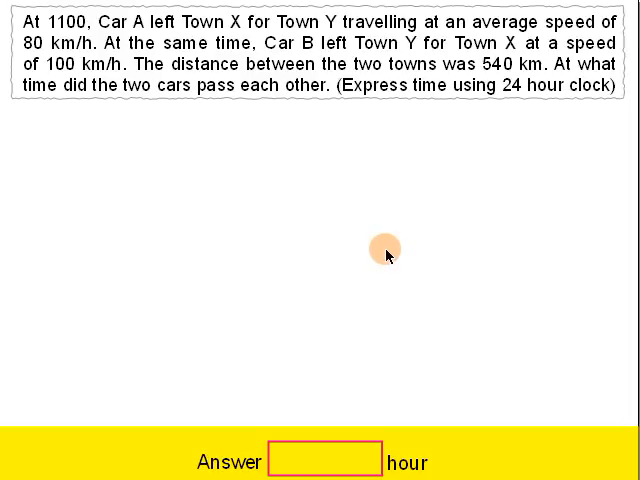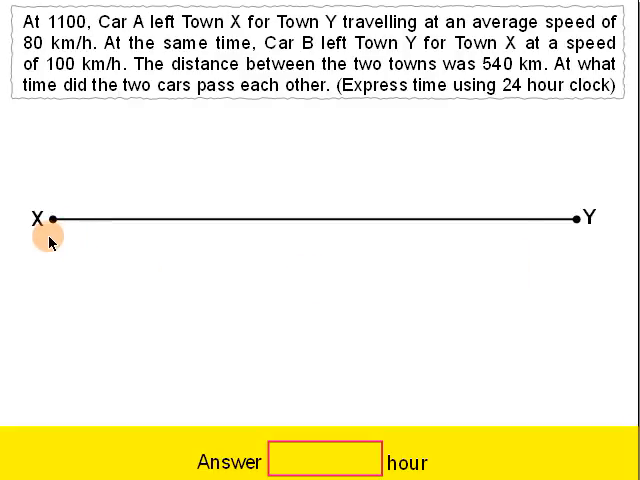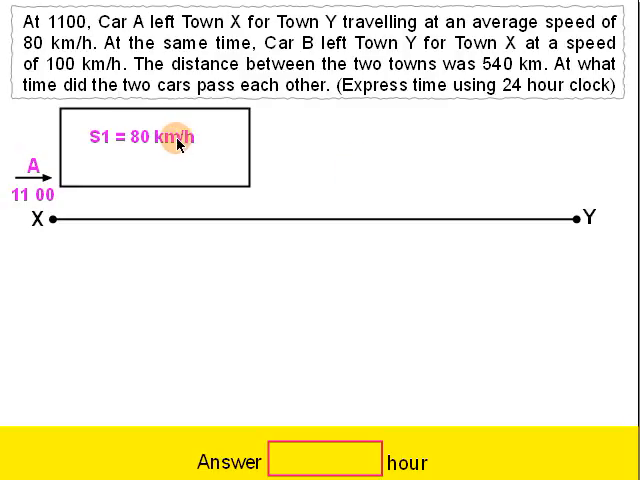Alright, at 1100 hours, car A left town X for town Y, traveling at an average speed of 80 km per hour. Alright, so let's draw the chart. This is the journey from town X to town Y. So we put it down: speed 80 km per hour.